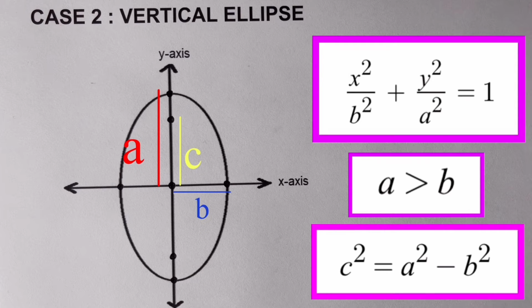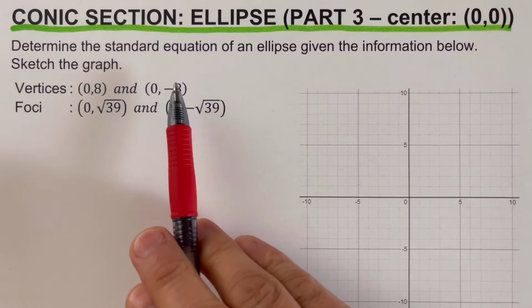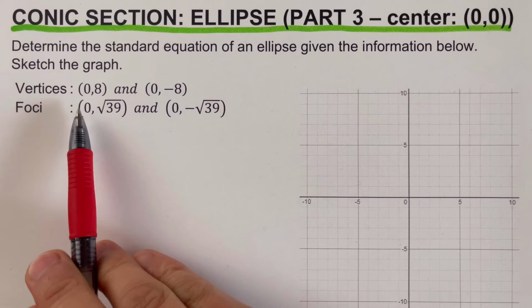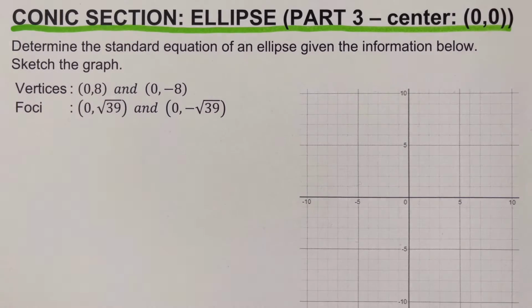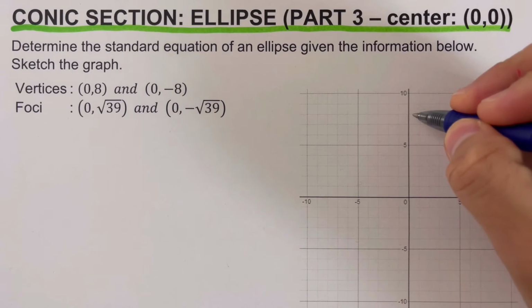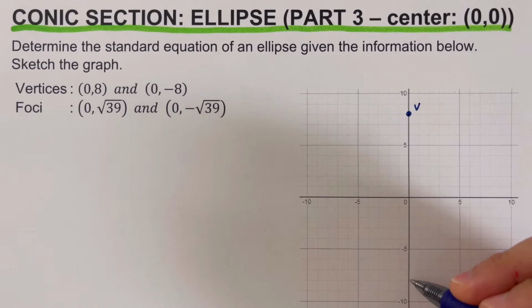Now let's go back to the problem. Going back to the problem right here, we are supposed to determine the standard equation of an ellipse with these two vertices at (0, 8) and (0, -8). So I'm going to go ahead and plot these two vertices here. (0, 8) is the first vertex, and the other vertex is (0, -8).